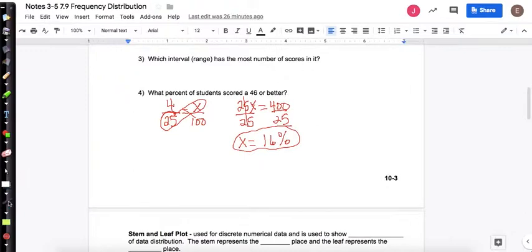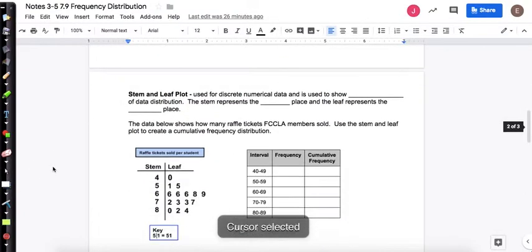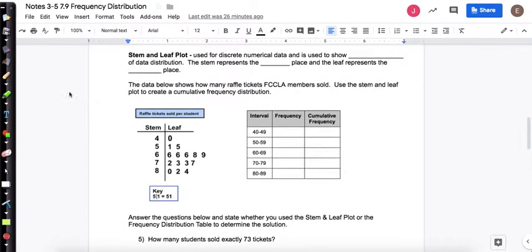Okay, let's go on to the second page, and we're going to talk about and review stem and leaf plots. So a stem and leaf plot is used for discrete numerical data and is used to show frequency of data distribution. The stem represents the tens place, and the leaf represents the ones place.